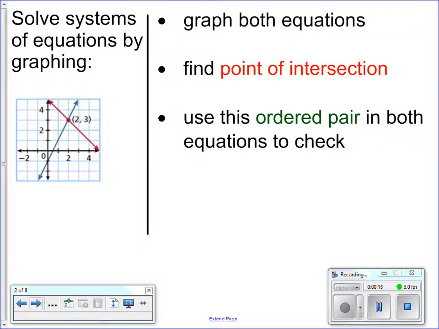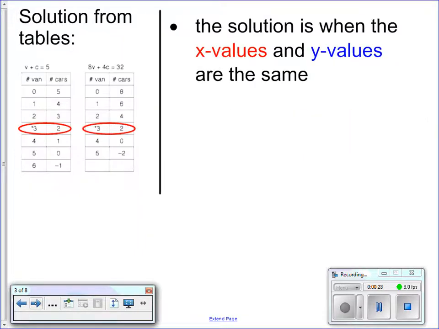To solve systems of equations by graphing, you have to graph both of the equations, and then find that point of intersection, and then use this ordered pair in both equations just to check and make sure you have it right. So from tables, you simply look at the table, and the solution is where the x values and the y values are the same. You can see in this table, the x is 3 and the y is 2 in both of the equations. So that's the solution to the system.